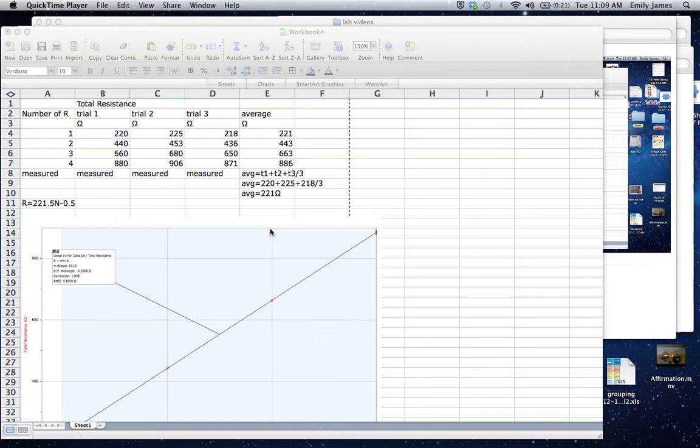Okay, Miss James back here. Now we have our data table. We've got our sample calculation. We've got a graph. In this video, we're going to talk about doing some more advanced calculations.